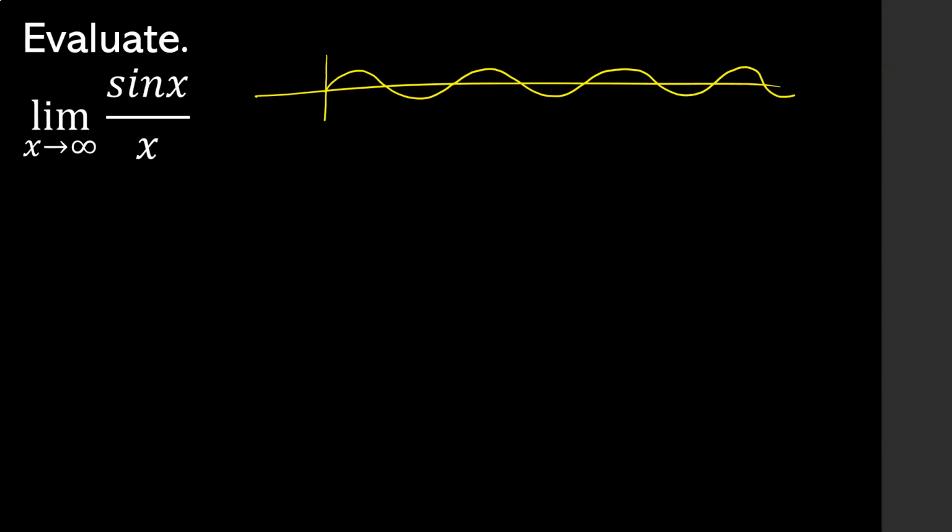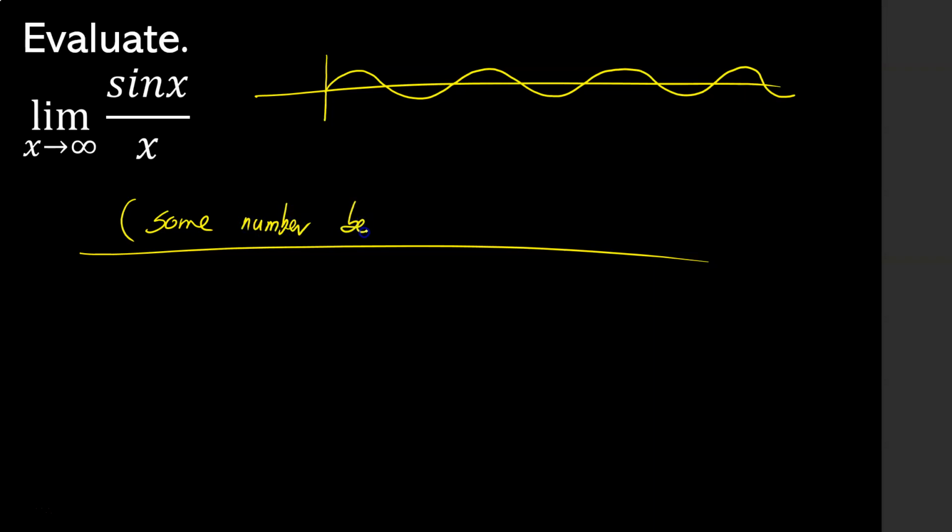As we go farther to the right, a million, a billion, a trillion, is sine getting closer to 1 or to -1 or to 0? It's not doing any of those. It just keeps bouncing back and forth. So maybe we write it this way. Sine at infinity is some number, almost random, between -1 and 1, inclusive. And what about x? As x goes to infinity, that grows forever. We say it grows without bound.